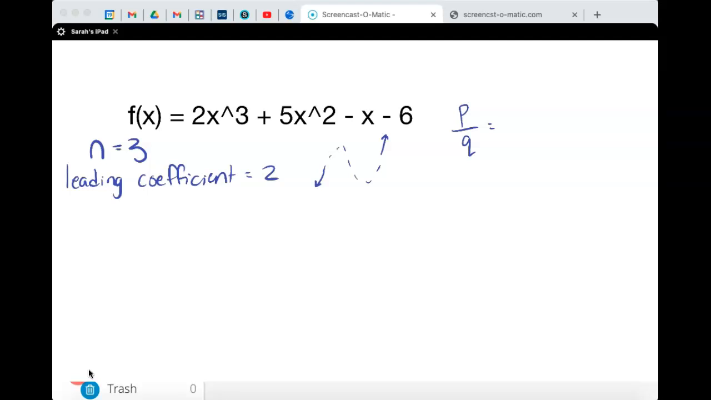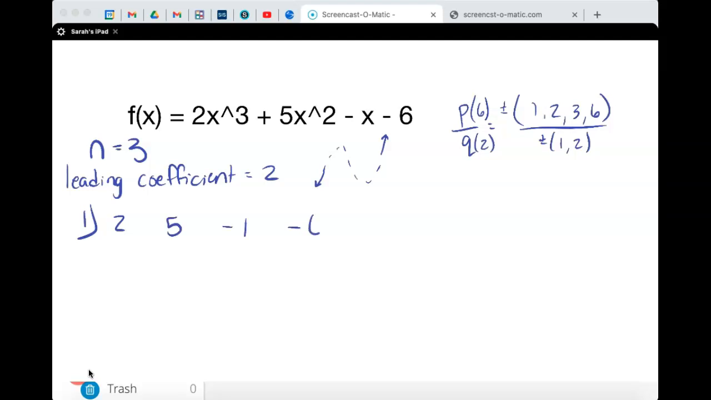So I did the whole P over Q thing. What are my P values? Or what does P represent? Yeah. The 6, then you do all factors of 6. And the Q would be 2. So then I could test all of these different numbers, figure out which one works. One works. So we can do synthetic division with 1. So we have 2, 5, 1, 6.